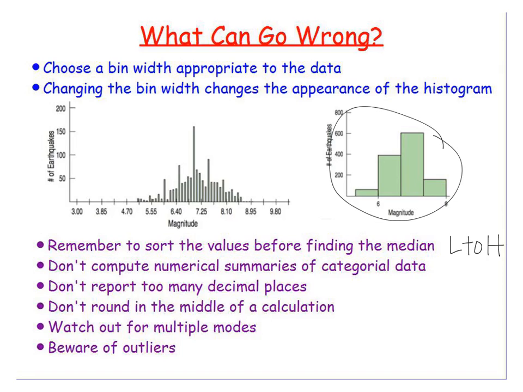Don't round in the middle of a calculation. That's a big mistake. Don't round until you're giving me a very final answer, because the more often you round, the more mistakes you make. Watch out if you have multiple modes. Remember those bimodal and multimodal? They make differences when it comes to deciding whether to calculate the median or the mean. And also beware of outliers, because remember, if we know there's outliers, we're definitely calculating the median, not the mean.